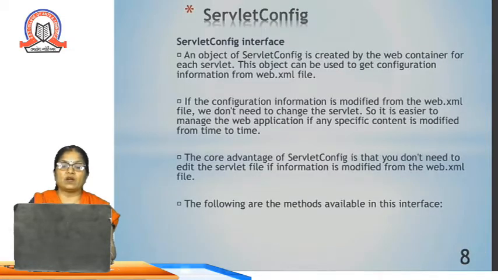Now the ServletConfig interface. An object of ServletConfig is created by the web container for each servlet. This object can be used to get configuration information from the web.xml file. If the configuration information is modified in the web.xml file, we don't need to change the servlet. So it is easier to manage the web application if any specific content is modified from time to time.